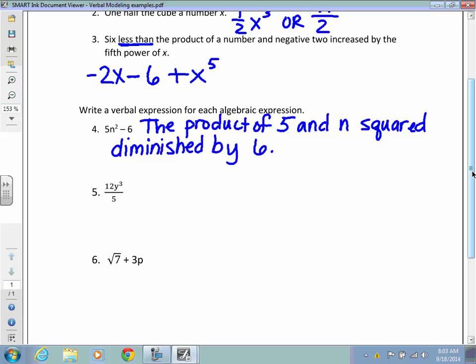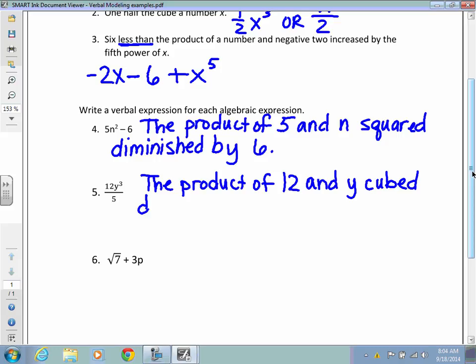Right? Again, there's multiple ways to write this, but this is one version. The product of 12 and y cubed divided by 5. You do not have to use words for the actual numbers, right? But you do have to use words for everything else, right? So your big numbers, you can actually write them as numbers, but then all your other stuff needs to be written as words. Okay, so for number 6, right?